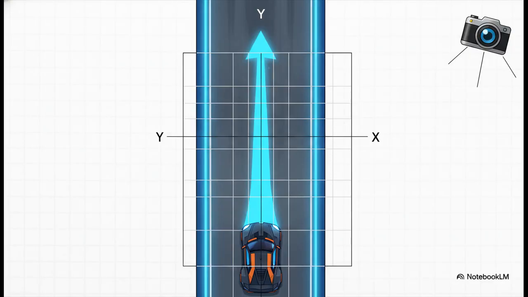Now this is where you have to put your game designer hat on. In a typical 3D game, like a first-person shooter, forward is always the z-axis. But look at our game. We're using a top-down camera looking straight down at the action. So for us, the player, when the car moves up the screen, that's what feels like forward.